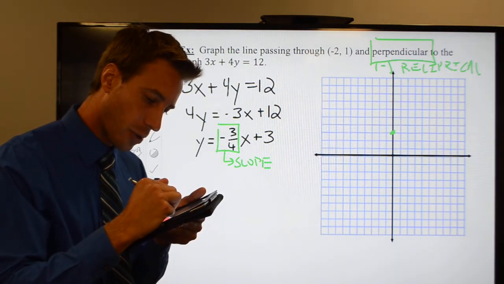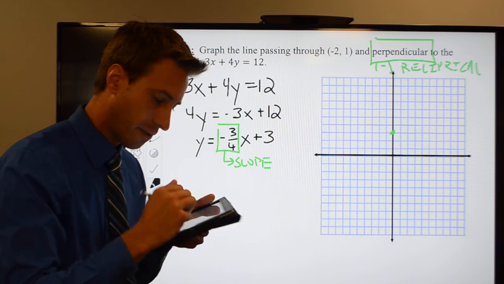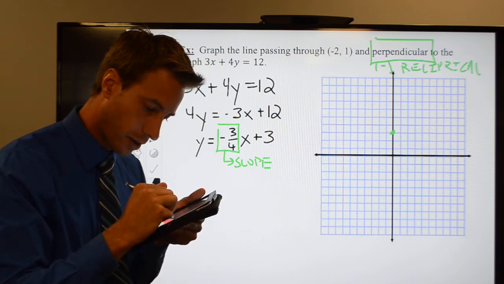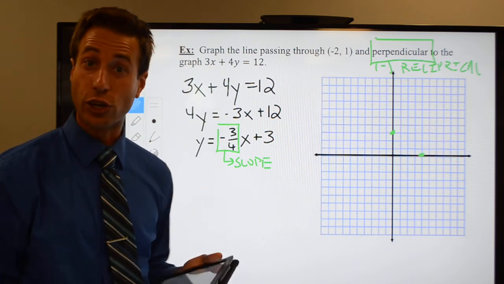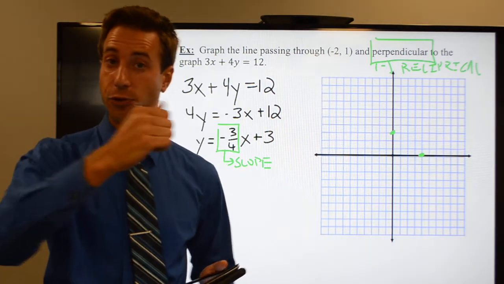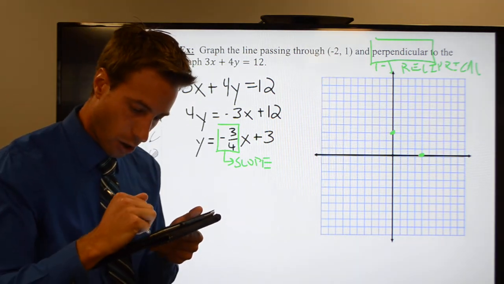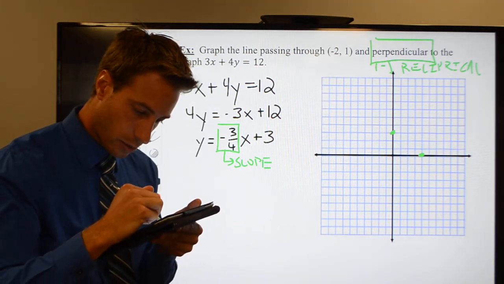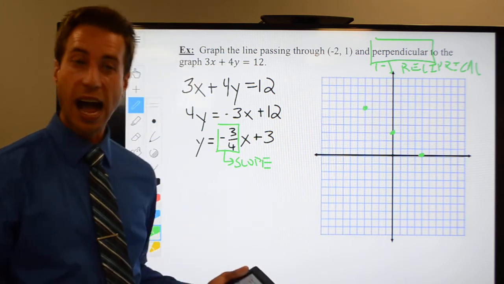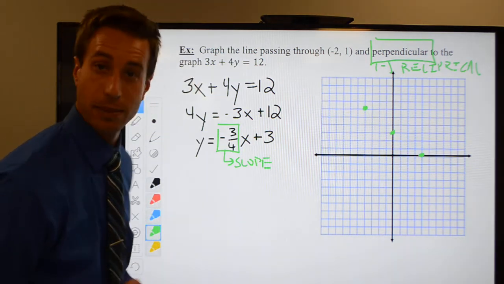Let me go down 3. 1, 2, 3. And then to the right 4. 1, 2, 3, 4. Or I could go up 3, positive 3, and negative 4. 1, 2, 3, 1, 2, 3, 4. Look at that. Either way works out the exact same.